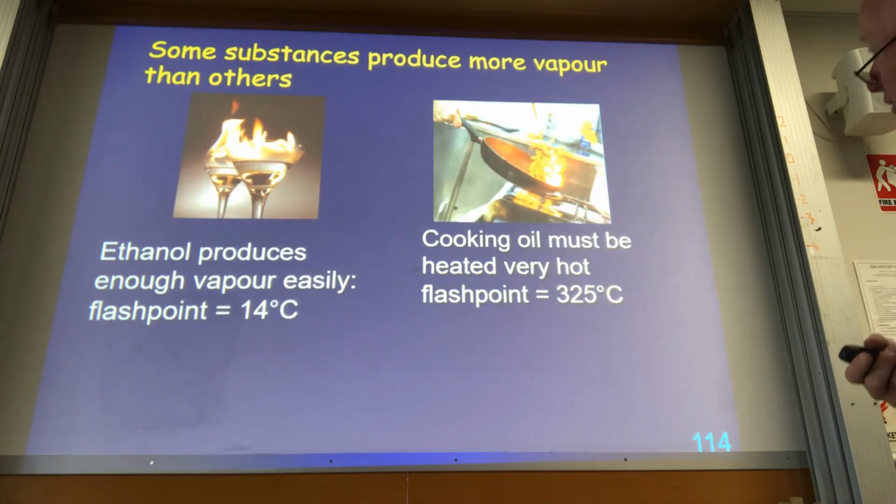Some substances produce vapour more readily than others. So ethanol has a lower boiling point, weaker intermolecular forces. Its flash point is 14 degrees. So all those flammable drinks, those flammable puddings, etc., that's because of the low flash point of ethanol. Cooking oil, you've got to heat cooking oil very hot before you'll get flash point. So if you're deep frying and the oil gets to above 325 degrees, then you're in grave danger of having a really serious fire, because at that temperature you've got enough vapour to sustain flame.